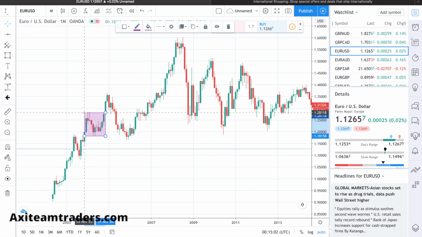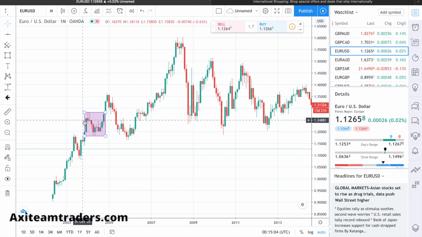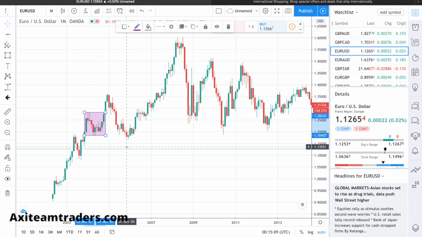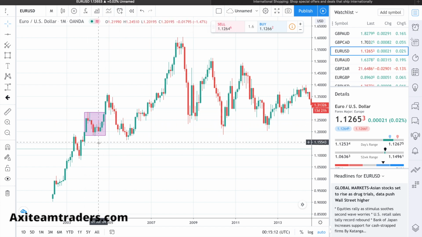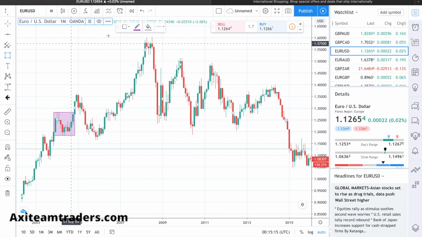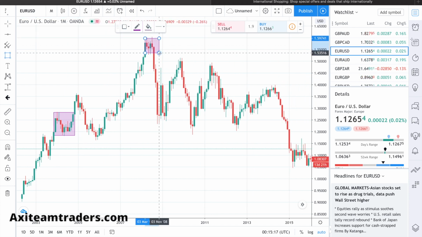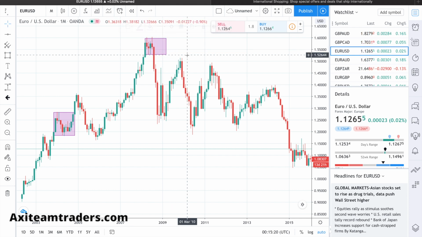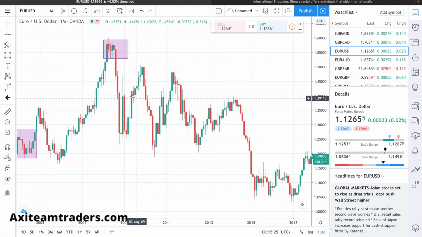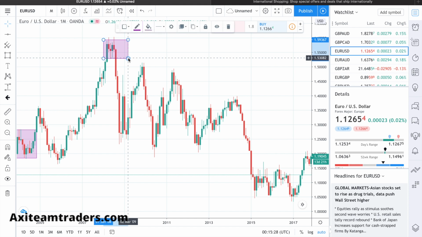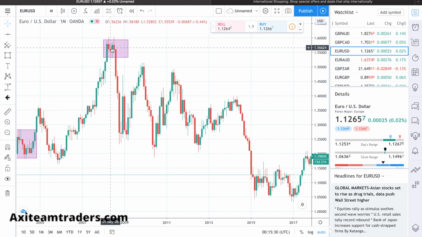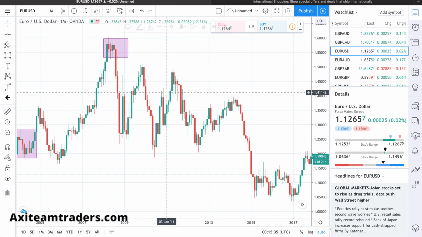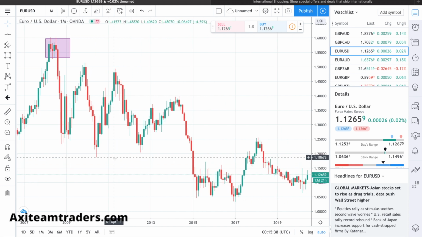This is the ranging. First, a valid range should have at least two touches at the bottom and the top. One, two, one, two. This one also, this is one of the well-known pairs, Euro USD. This is a range, one two one two one two one two, meaning it should have at least two touches.